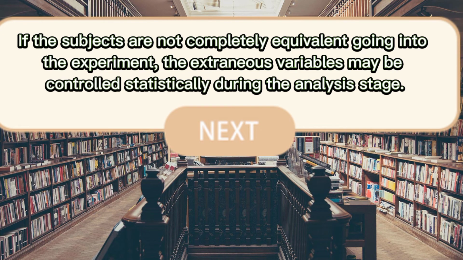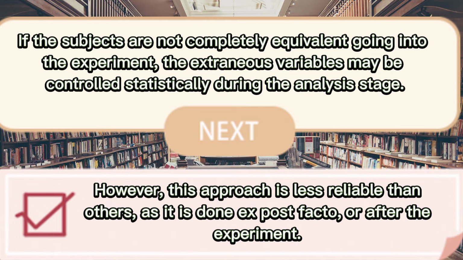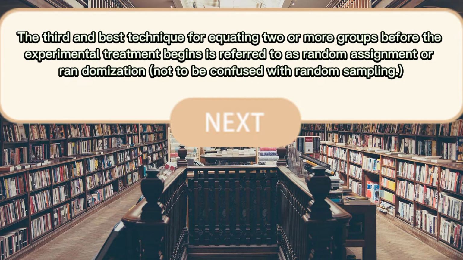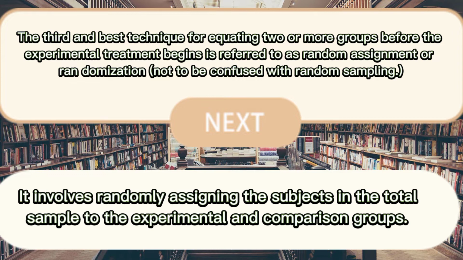If the subjects are not completely equivalent going into the experiment, the extraneous variables may be controlled statistically during the analysis stage. However, this approach is less reliable than others, as it is done ex post facto, or after the experiment. Random assignment. The third and best technique for equating two or more groups before the experimental treatment begins is referred to as random assignment or randomization, not to be confused with random sampling. It involves randomly assigning the subjects in the total sample to the experimental and comparison groups.